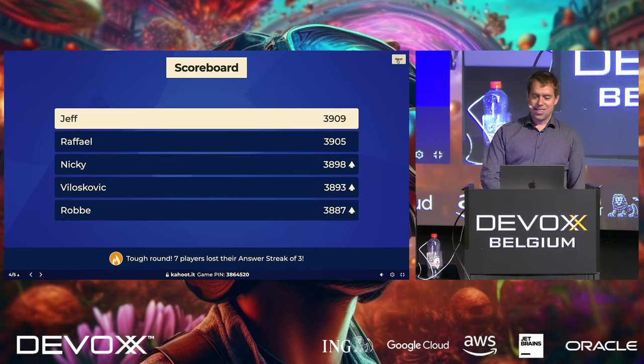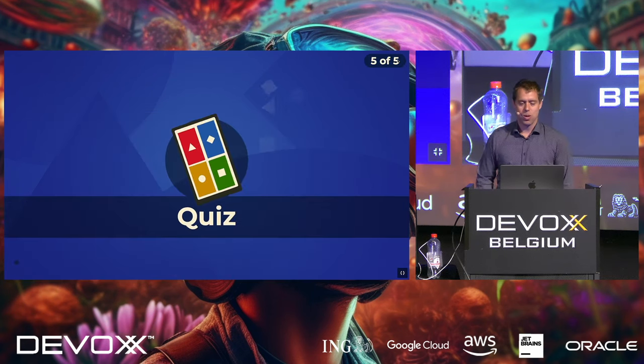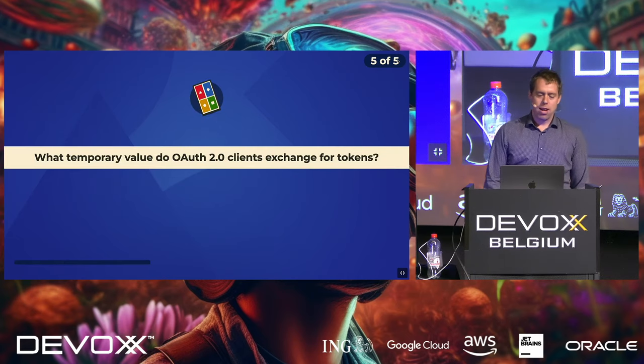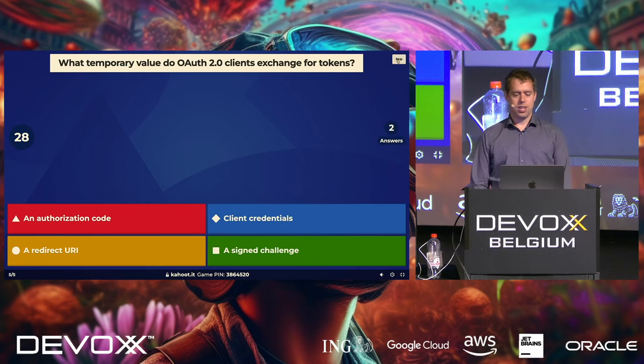All right. The top two stays the same. So it's tied at the top for first place. So we have one more. Let's see if that makes a difference. Final question. What temporary value do OAuth clients exchange for tokens? What's the right one here?